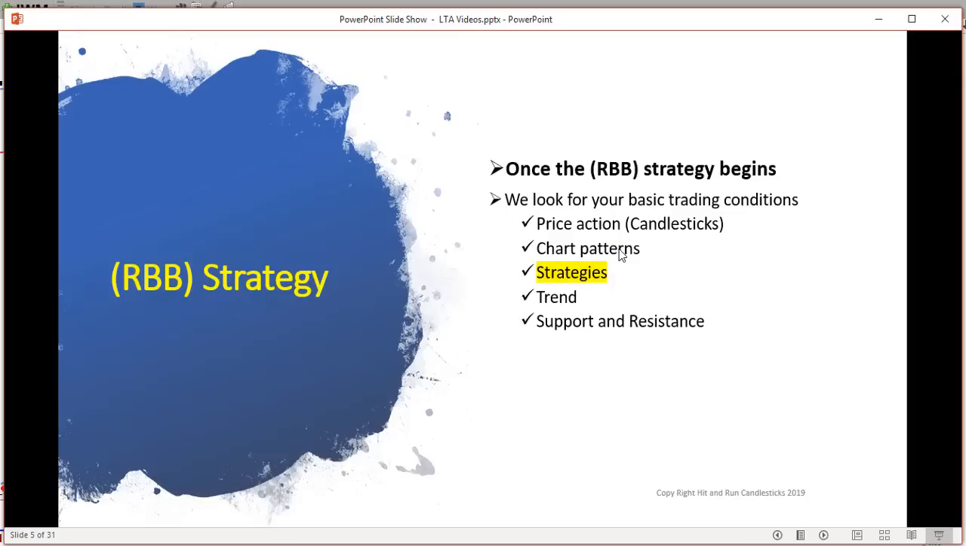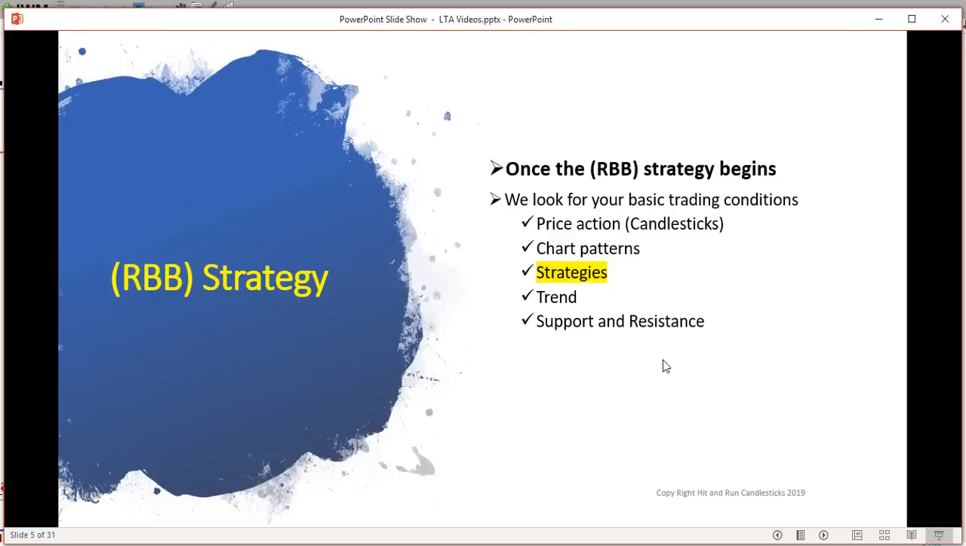Bottom line, if you pay attention to price action, and I use candlesticks to help me with that, if you pay attention to chart patterns, to strategies, and the reason this is highlighted yellow is that's what we're talking about today, strategies, you keep track of your trend, and you use support and resistance. And do you know that that is all you have to know in a chart?